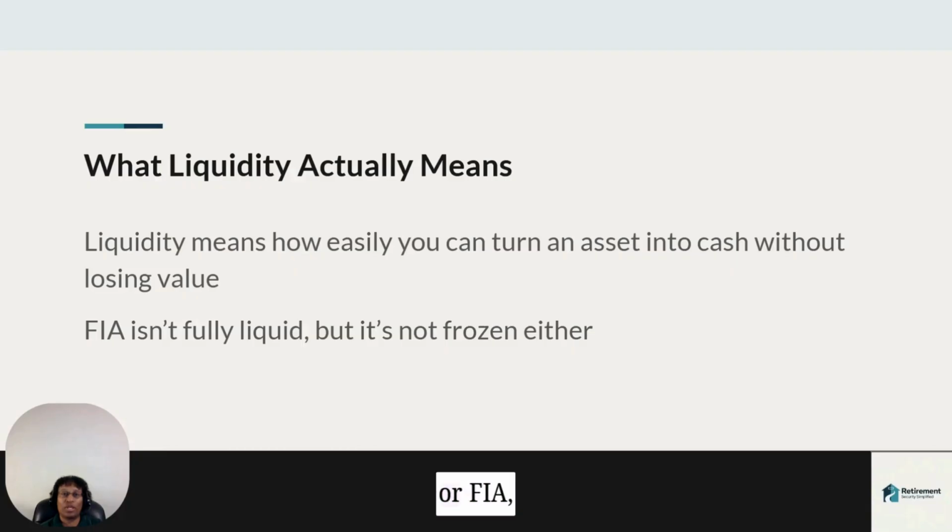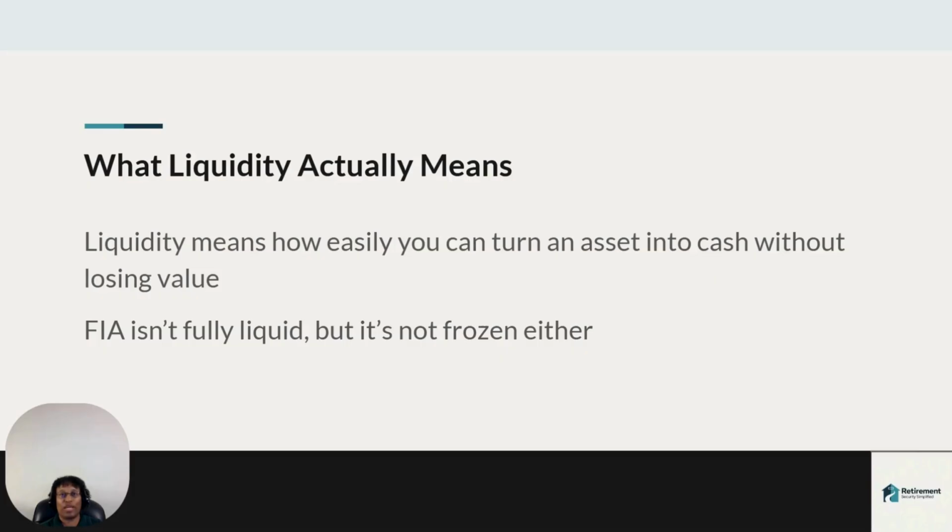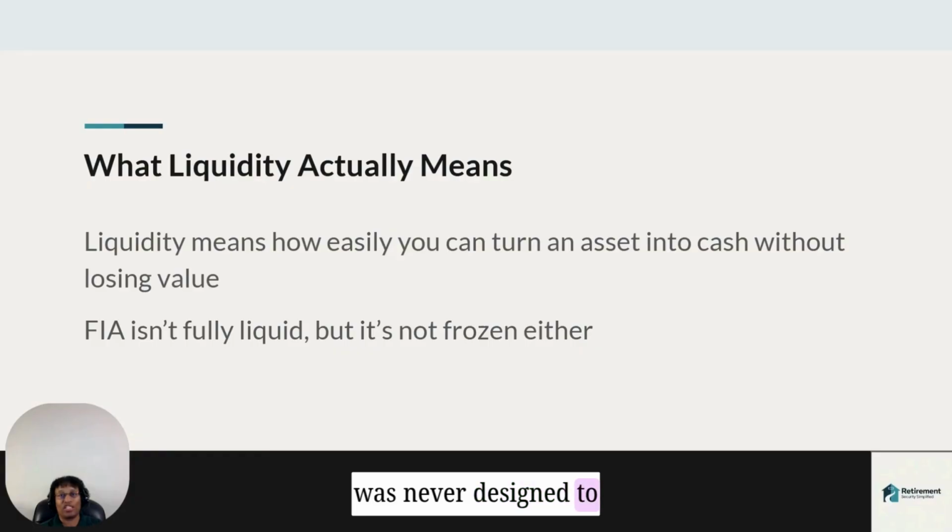A fixed index annuity, or FIA, sits in between. It's not fully liquid like a savings account, but it's not frozen like real estate either. It's what I'd call conditionally liquid, meaning you have access, but that access follows specific rules built into your contract. Here's the mindset shift I want you to make. An FIA was never designed to be your liquid bucket. It was designed to be your protected growth and income bucket. Those are two different jobs, and understanding which job a piece of your money is doing changes how you feel about the rules around it.